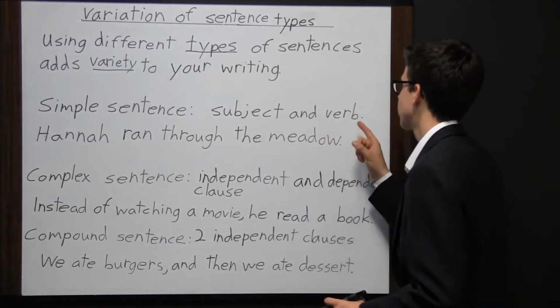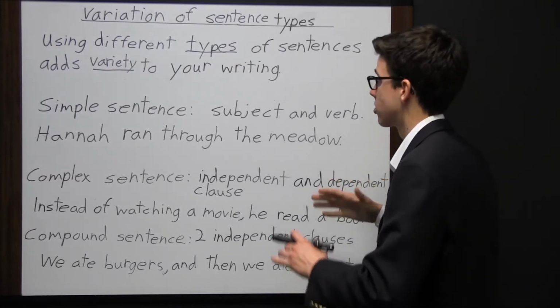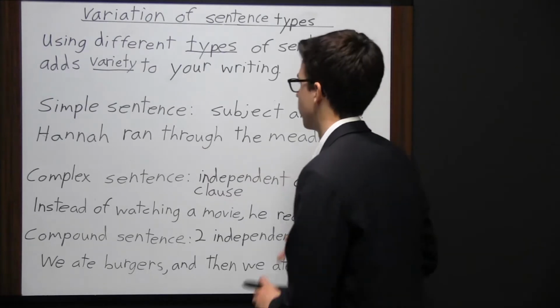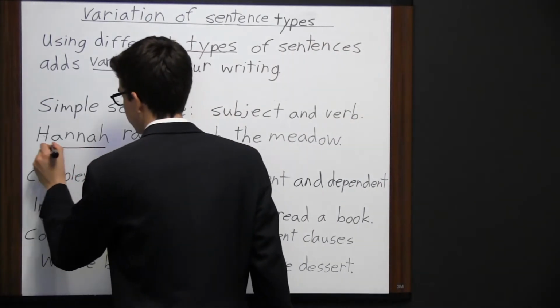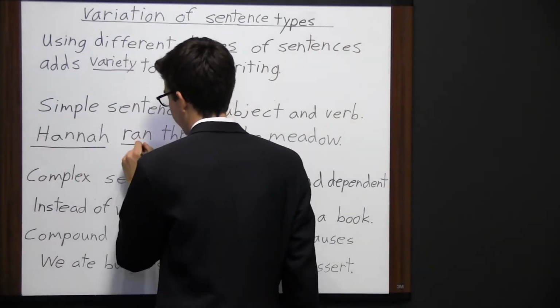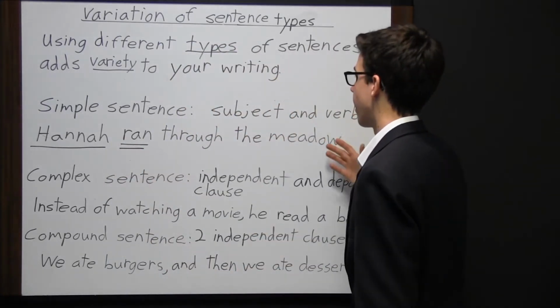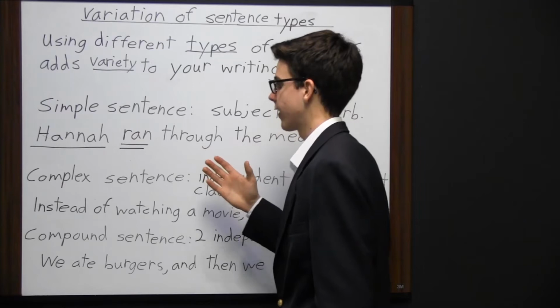So a simple sentence is just a subject and a verb. This is what we'd call one independent clause. Hannah ran through the meadow. So we have the subject here, and we have the verb ran. And so that's all that's here. It's just a complete thought. It's enough to be a sentence, but it's not anything more.